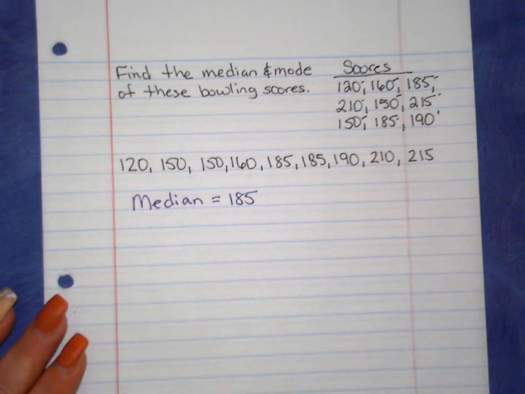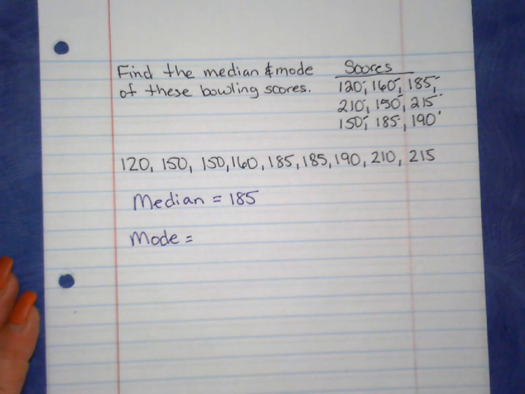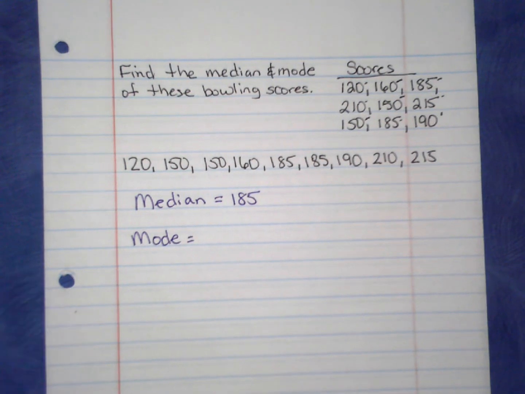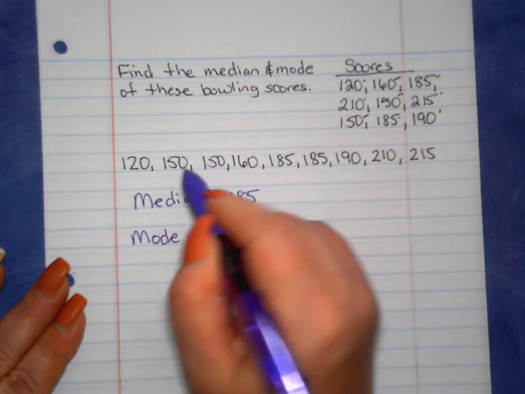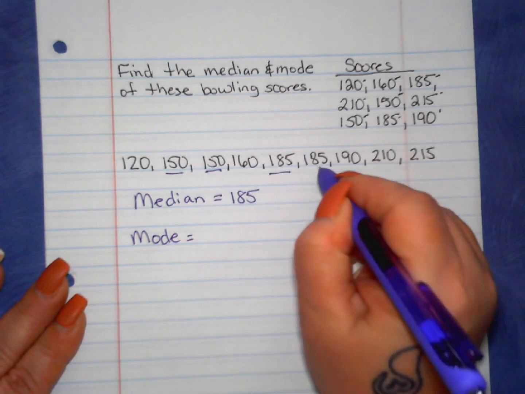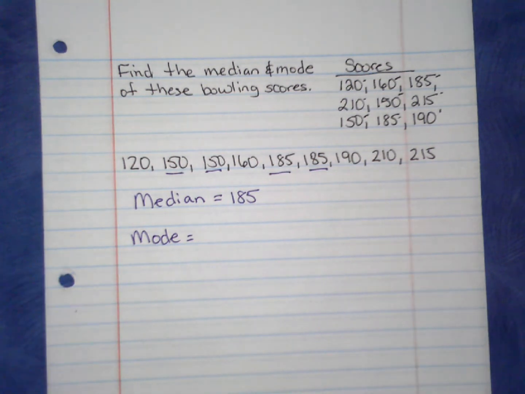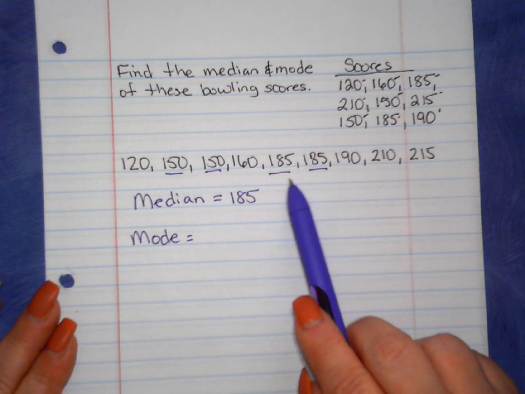Then I'm going to find my mode. And for my mode, I'm looking for the number that comes up the most. Okay, when I look through my list, I can see I've got 150. 160 doesn't repeat. Oh, 185 also repeats. And then the others do not. Okay, so just like I said, you can have no mode. You can also have more than one mode if they share the same amount. So there are 2 150s and 2 185s.